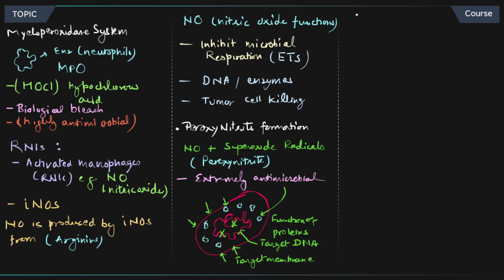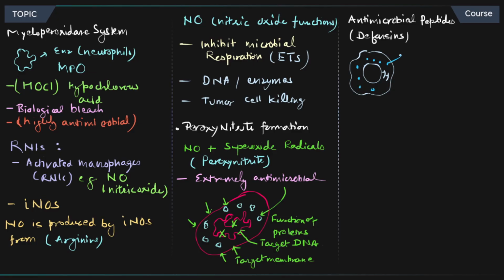Next component is antimicrobial peptides. Immune cells will also have antimicrobial peptides. They are also known as defensins. Some of the important antimicrobial peptides are defensins, right? These defensins are produced by neutrophils. So let's suppose this is a neutrophil. Inside neutrophils you have granules, and these granules contain defensins. This is nothing but an antimicrobial peptide. Let me write it down, antimicrobial peptide, produced by neutrophils. Let's label it neutrophils.